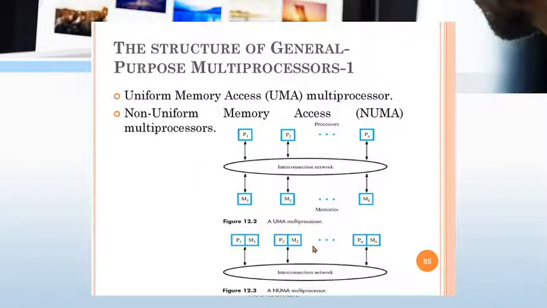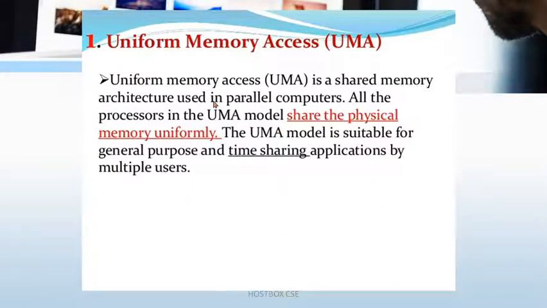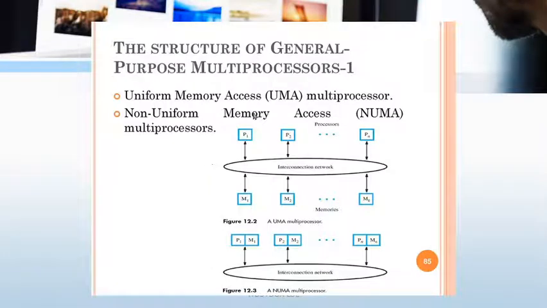Then there is the NUMA multiprocessor, which has combinations where processor 1 is with memory 1, processor 2 with memory 2, and so on, processor N to memory N. First, uniform memory access is a shared memory architecture used in parallel computers, and all the processors in the UMA model share the memory uniformly. This model is suitable for general purpose and time sharing applications by multiple users, and small companies can implement it. Here processor 1 connects to M1 and processor 2 to M2.